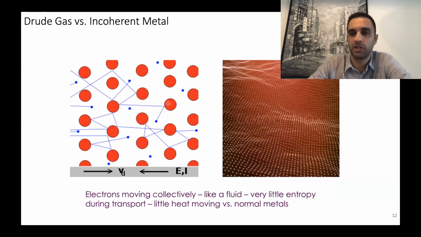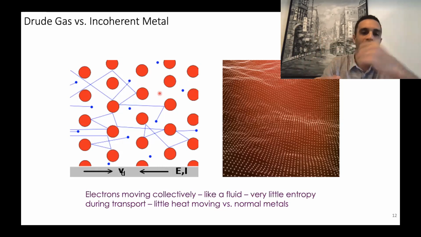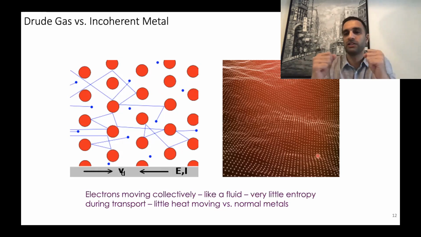Here's an illustration of what I just talked about. For the Drude picture, a gas, you can imagine all the electrons are just scattering off of different things: off the surface, off impurities in the system, off the phonons in the system, etc. And you can use the single quasi-particle picture to explain transport. But that's clearly not the case when you have a correlated system, right?